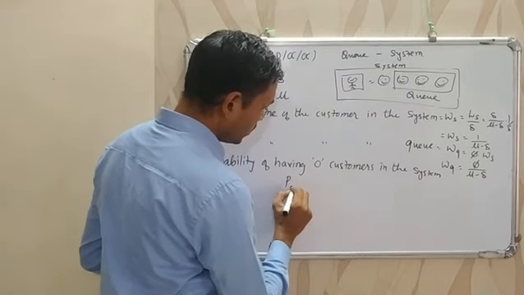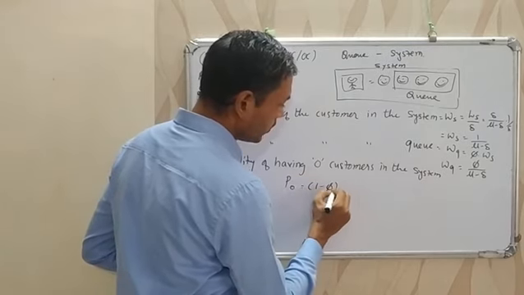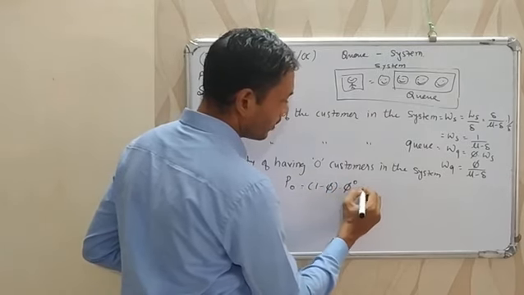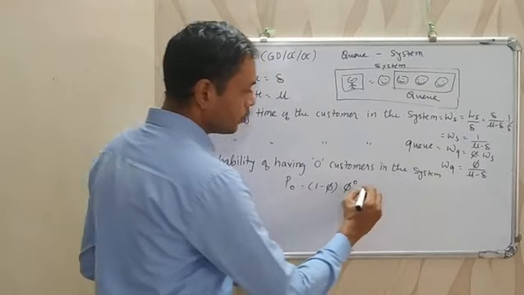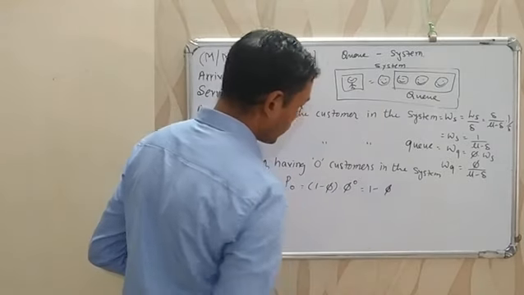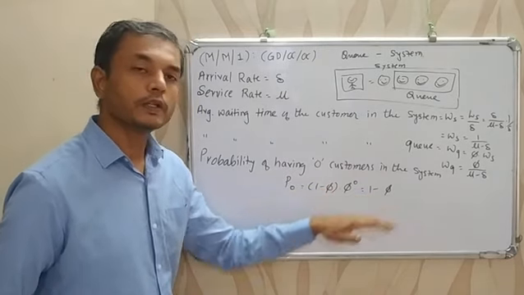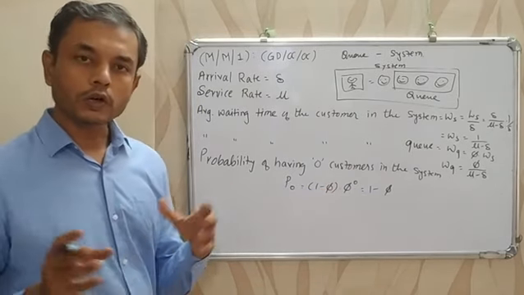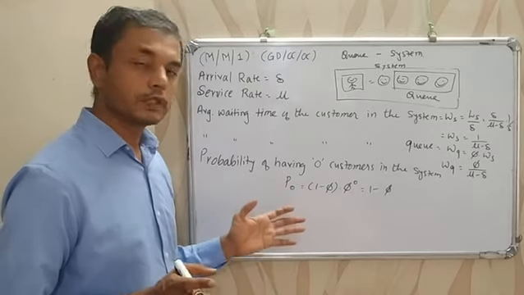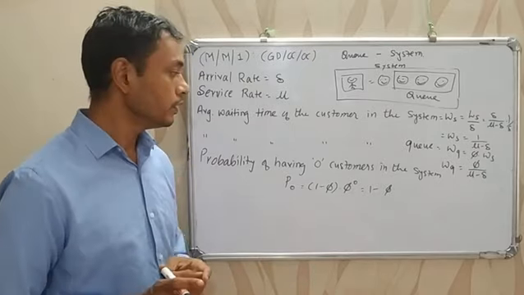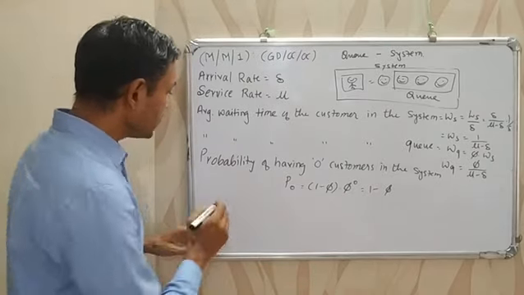That is P0, that is 1 minus ρ, which we have discussed earlier, ρ raised to 0. So that's 1 minus ρ. So for the percentage of time 1 minus ρ, there is no customer in the system and so the server is idle.